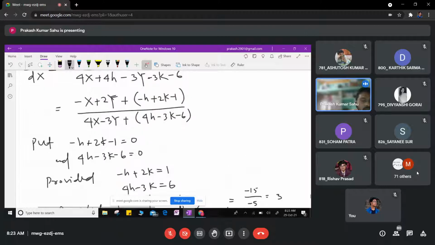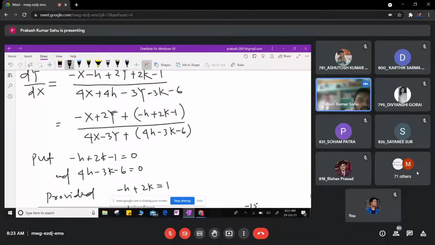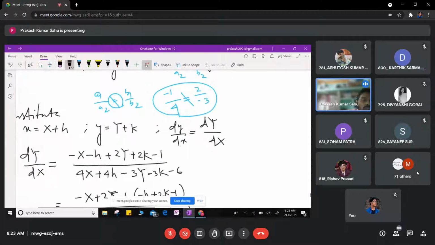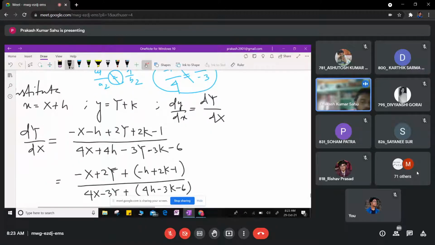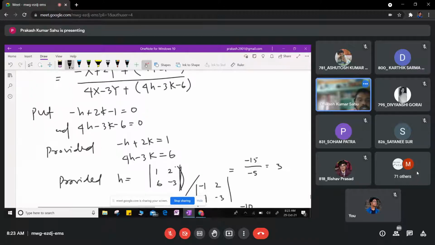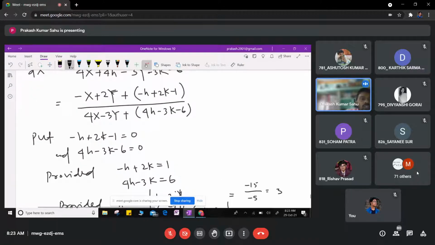Okay, for the value of h equal to 3 and k equal to 2, this term minus h plus 2k minus 1 is equal to 0 and 4h minus 3k minus 6 is equal to 0. So accordingly we substitute here. Small x is equal to capital X plus 3 and small y is equal to capital Y plus 2. Okay, in the last, when we reverse substitute, then we substitute that. Now let us see. So now these two terms will be 0.